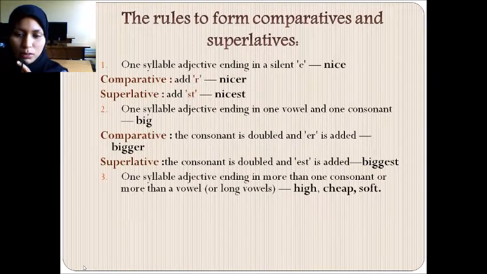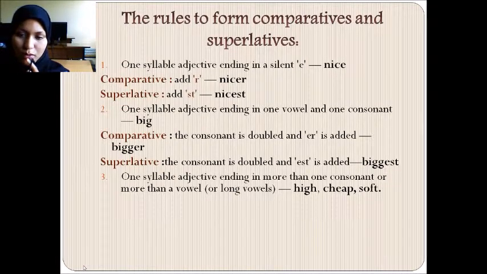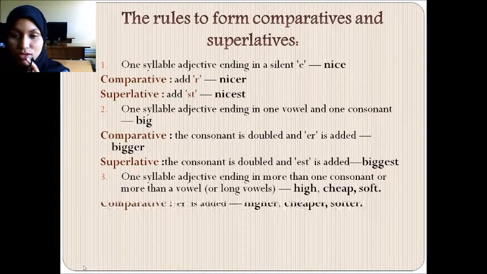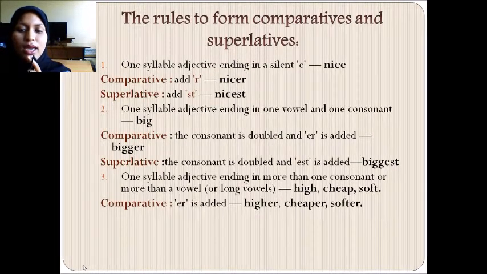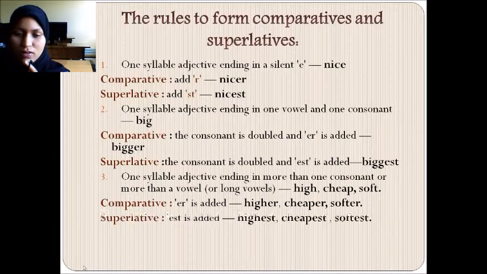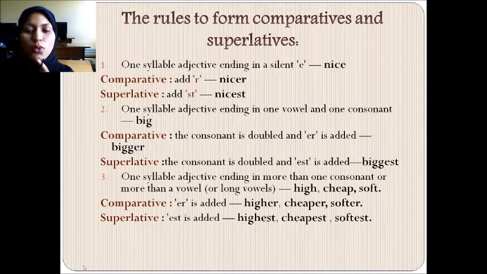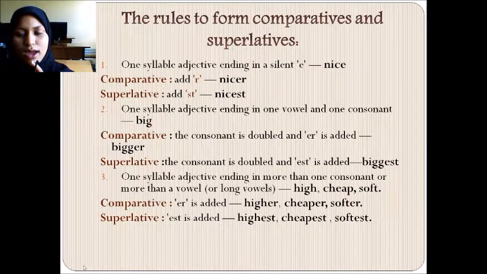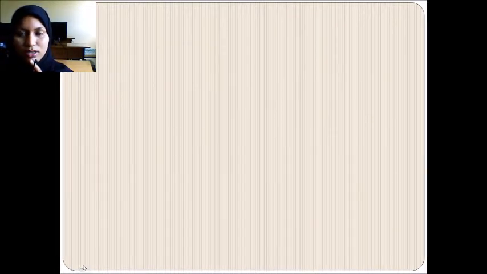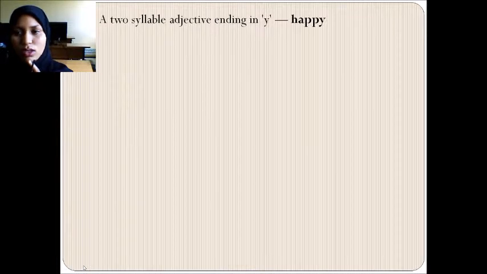For one syllable adjectives ending in more than one consonant or with long vowels, for example high, cheap, soft, for the comparative we add er, so we get higher, cheaper and softer. And for the superlative we add est: highest, cheapest and softest. So this is the whole rule.